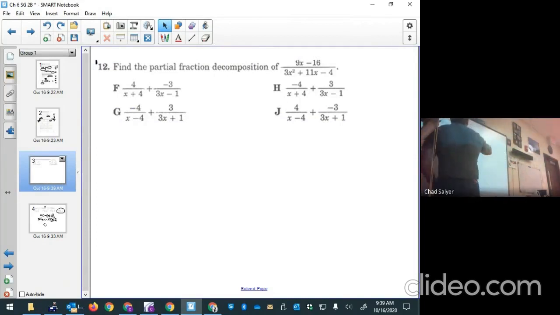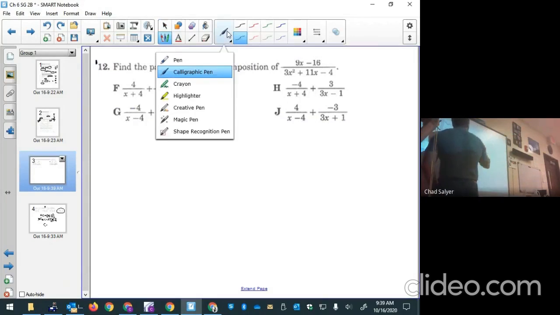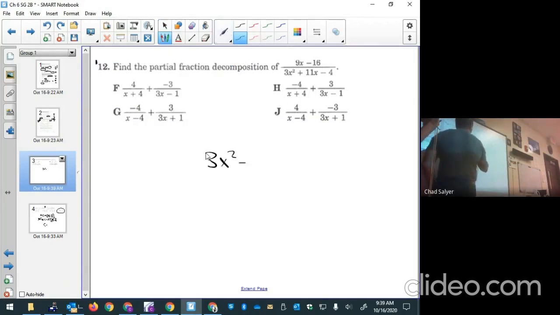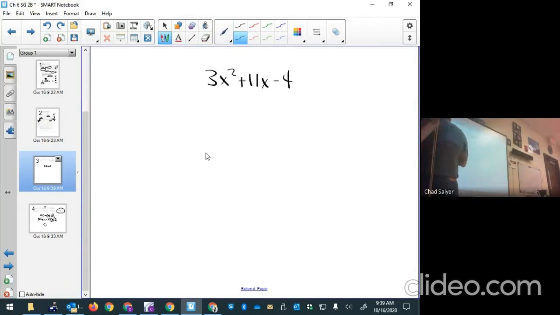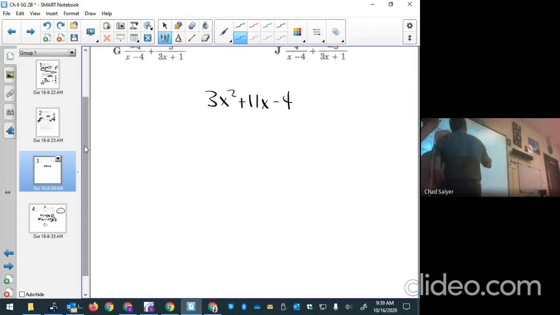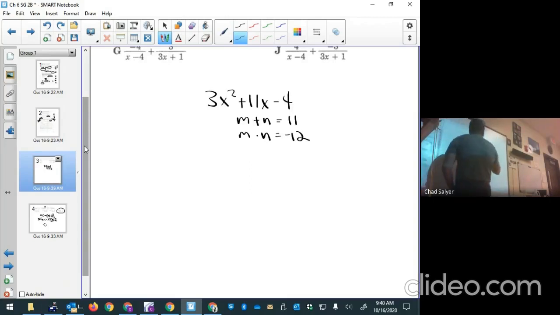The denominator, is it factorable? So let's see. 3x squared plus 11x minus 4. And I want to factor this if possible. So if it's possible, I need to regroup the center term in such a way where the sum is 11 and the product is -12. So yeah, I think that'll be +12 and -1. If that meets my criteria. Yes, I believe it does.